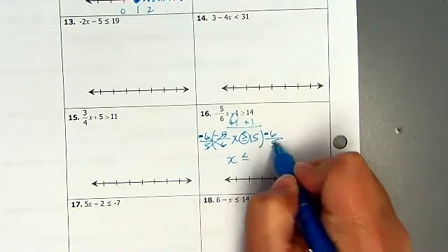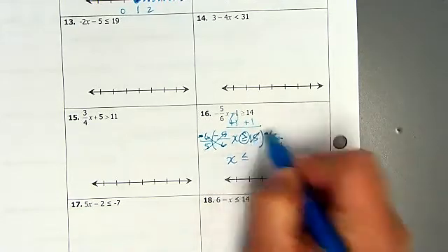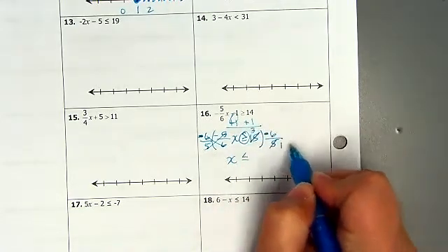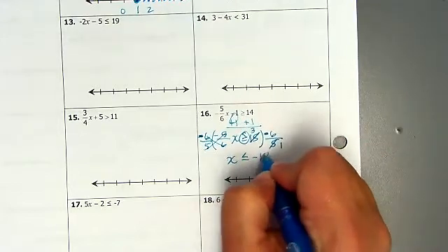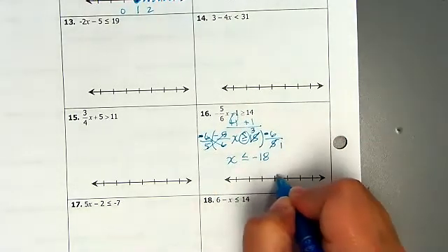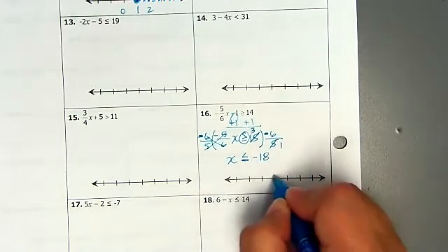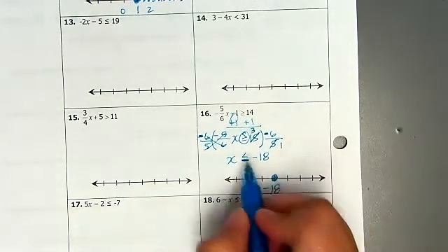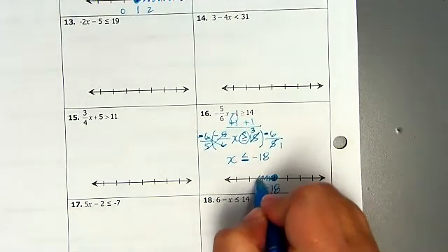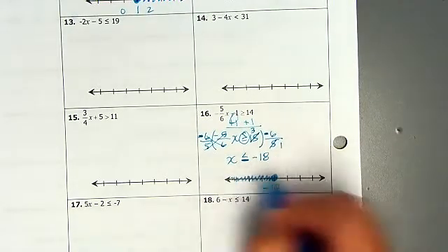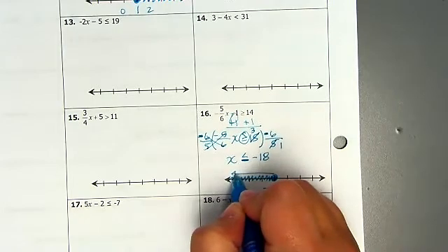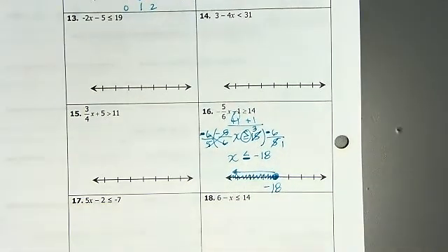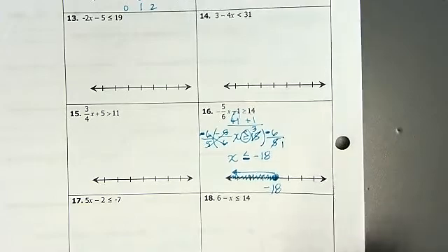Now I'm going to look, 5 goes into 5 one time. 5 goes into 15 3 times. 3 times -6 is -18. So this is an equal to bar, so it's a filled in circle at -18, and it's less than. So I shade to the left. All right, one more example.